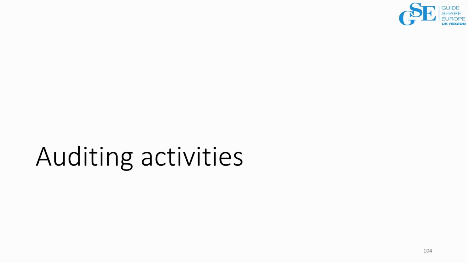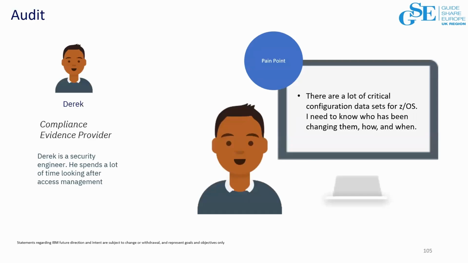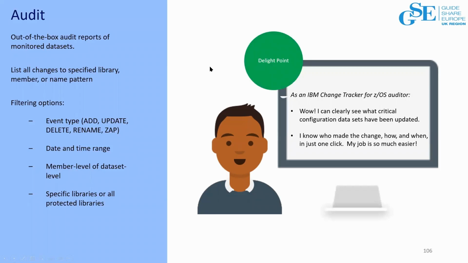Okay. So auditing activities, and another one of those pieces of the pie that we saw at the beginning. We have in this case Derek, who is a compliance evidence provider. He's a security engineer. He needs to make sure that the configuration data sets, and there's a lot of them in zOS, needs to know how they've been changed, who's been changing them, and when they were changed. So for this, he's classified within zOS Change Tracker as an auditor.